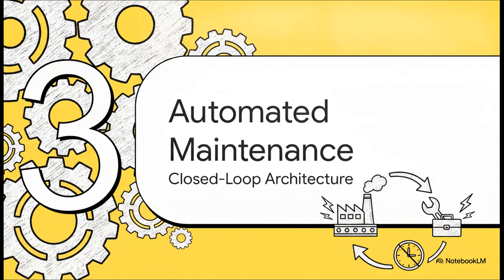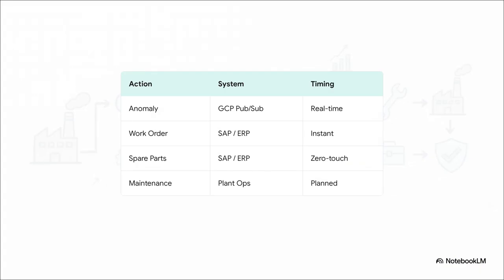But let's be real, predicting a failure without actually acting on it is just a really sophisticated way of watching yourself lose money. That leads us to Section 3, Automated Closed-Loop Maintenance. The true magic here is the orchestration. When Vertex AI detects that a bearing is going to fail in 3 weeks, no one has to pick up a phone. Instead, GCP Pub/Sub catches the anomaly flag and instantly triggers a fully automated closed-loop system.